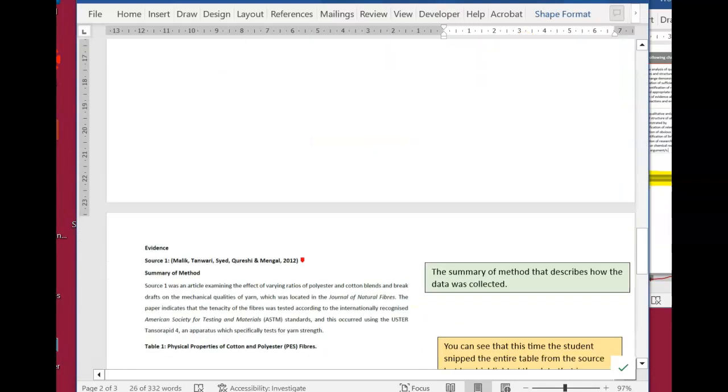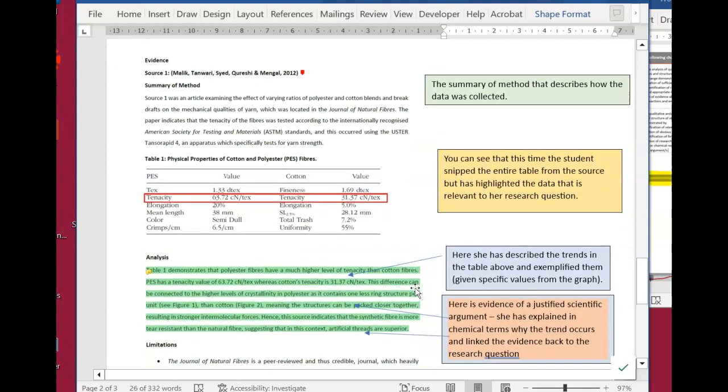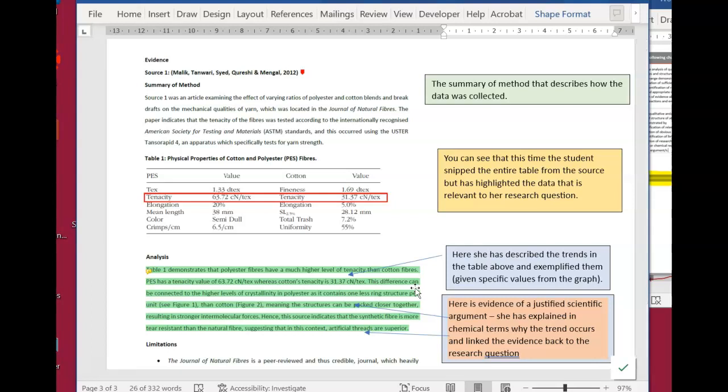Okay, one more to look at. So this one was from a grade 12 one. She's got the summary of method up the top, which just says where she found the article and what the paper was about, and she hasn't needed to give a summary of the method because it was a standard method. So she's just stated the standard method that was used to do it.